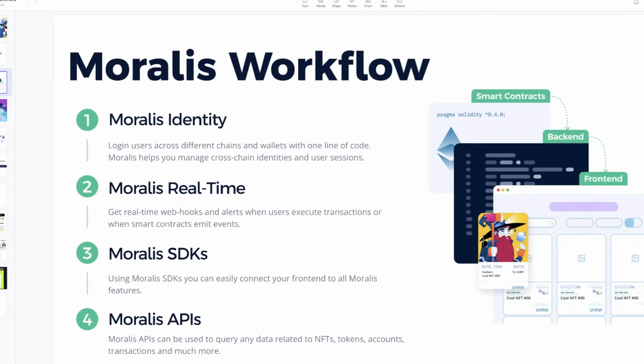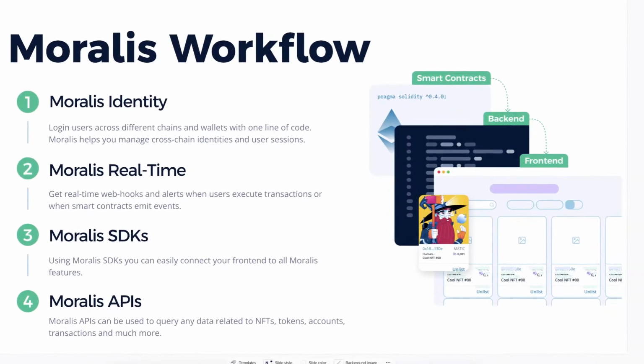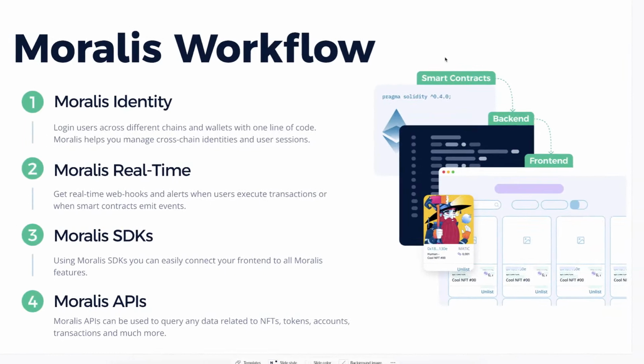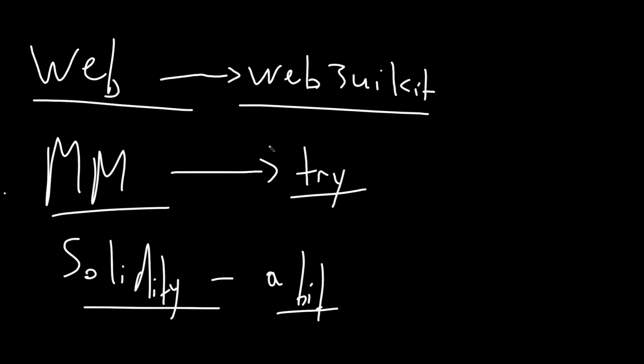And here's, by the way, the slide that I showed you, that Moralis is workflow. It is workflow from identity, where users can log in and you have their identity and you can manage sessions, to Moralis real-time, where you see their transactions and smart contract event transactions, and so on and so forth. SDKs for web, for Unity, Web3 UI Kit, and of course, the APIs as well. So that's in terms of projects. Very, very important announcements. And that's also how you need to be thinking. You need to have these three parts.